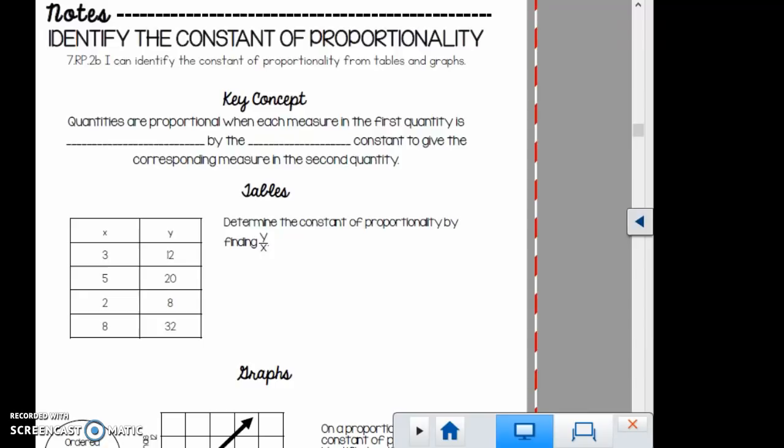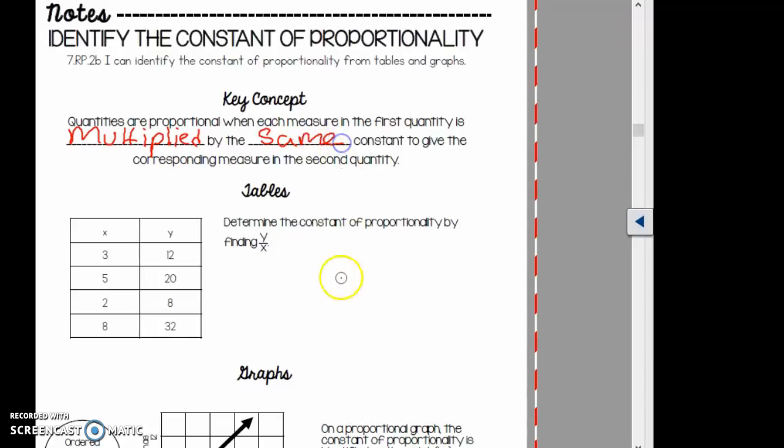So the key concept for today is quantities are proportional when each measure of the first quantity, go ahead, start writing, is multiplied so each quantity in the first column is multiplied by the same constant to give the corresponding measure in the second quantity. For example, in this table, if I multiply 3 times 4, I get 12. 5 times 4 is 20. 2 times 4 is 8. That's probably our constant of proportionality.